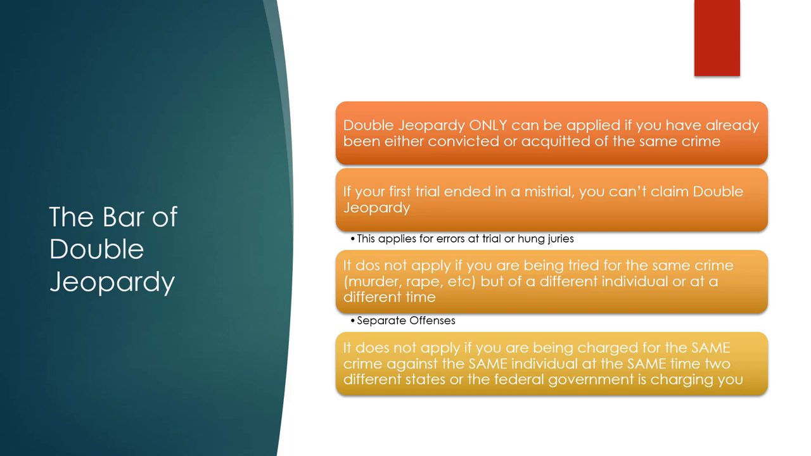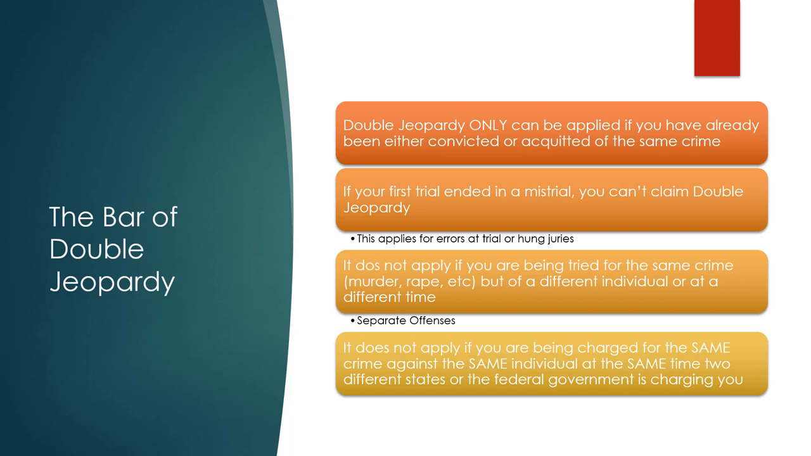It doesn't apply if you're being tried for the same crime, but at different times. So let's suppose I was arrested for selling drugs in 2015, and I was convicted or acquitted, doesn't matter, and the trial went all the way. And I was accused of, say, selling crack cocaine. And then I'm arrested in 2024 and they charge me with the same crime. I can't claim, well, you already convicted me of this once. Yeah, but we're not charging you for what you did in 2015, we're charging you for what you did in 2024, therefore double jeopardy doesn't apply.